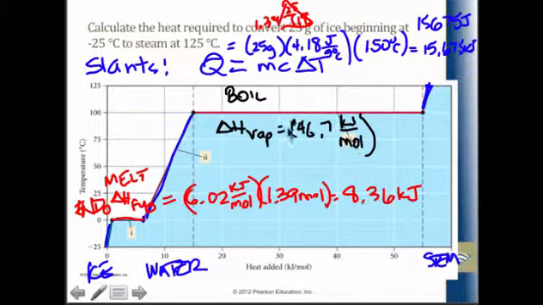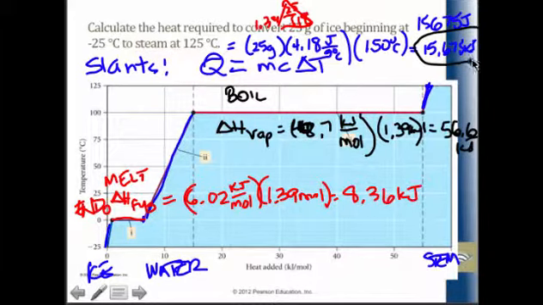So at ordinary conditions, we're used to water boiling at 100 degrees. This is the number you will typically use. Oh, this is 40.7. And then this is 1.39 moles. And you'll get 56.6 kJ.